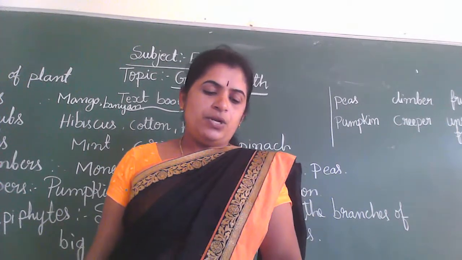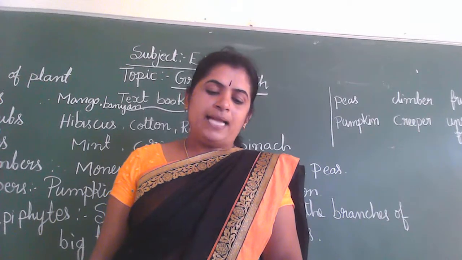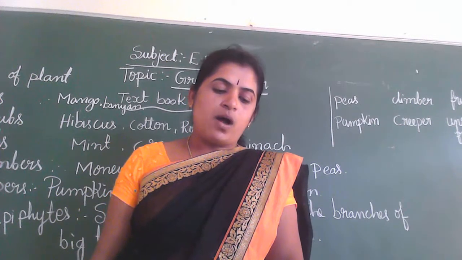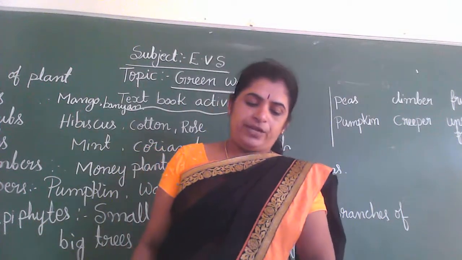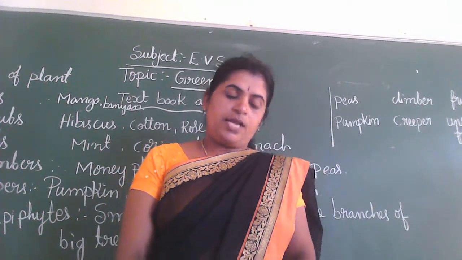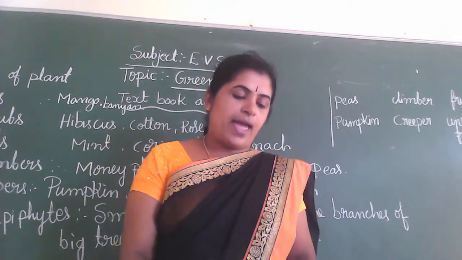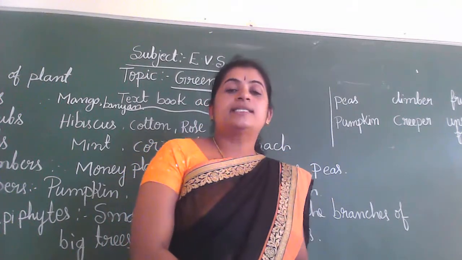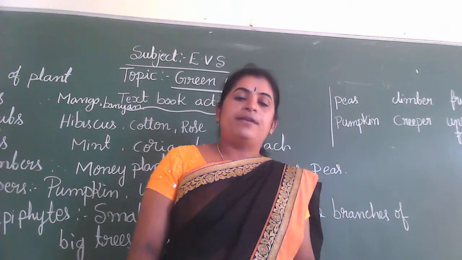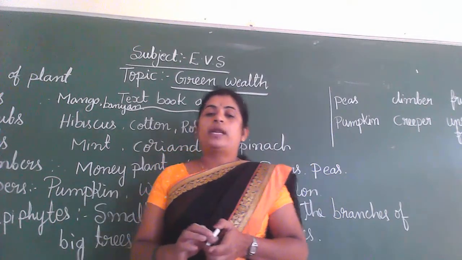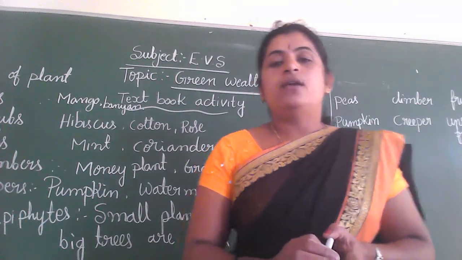Yes. Do you know how many types of plants grow around you and what things are obtained from them? Next, do it yourself. One activity is there. You have to read and do the activities. This lesson is completed. You can understand, children? Yes. Next, I will send the notes. You have to write neatly. Okay, children? Bye bye.